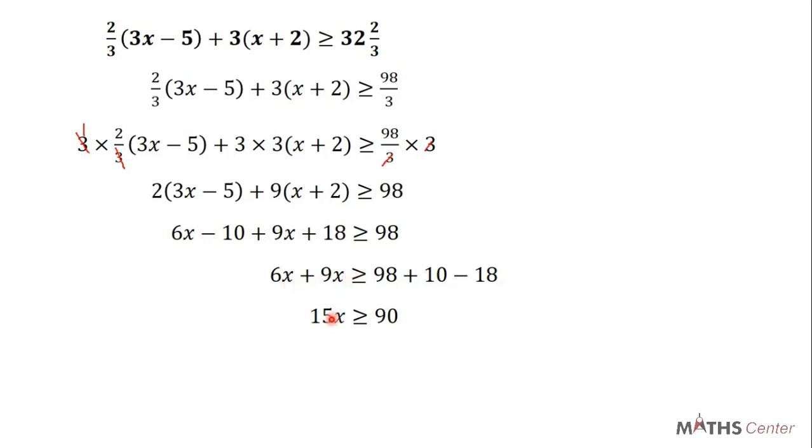6x plus 9x will give us 15x. 98 plus 10 minus 18 will give us 90. From here, what do we do? We divide through by the number attached to the variable. So we divide through by 15. So we're going to have 15x divided by 15 greater than or equal to 90 divided by 15. 15 will cancel itself, so we are going to have x here. 90 divided by 15 will give us 6. So the solution to this inequality is x is greater than or equal to 6.